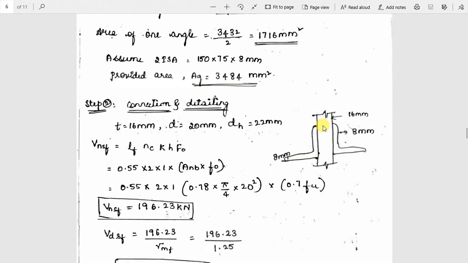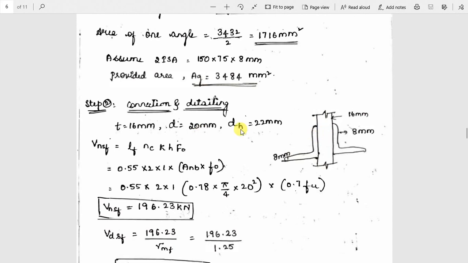Step connection and detailing. The thickness of the gusset plate is mentioned here, and you are asked to use two angles on either side of the gusset plate. So this is a cross-sectional view. The thickness of the gusset plate is 16 mm, and the thickness of the angles which we are going to use is 8 mm. So it is similar to a double cover butt joint now.